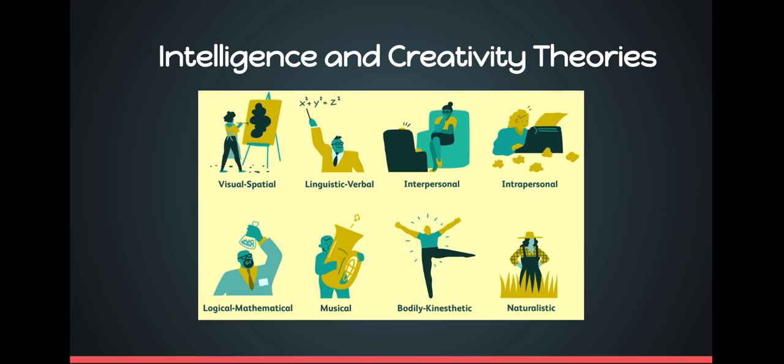There are 8 different kinds of intelligence, and as you can see them here. The first one will be visual, spatial, linguistic, verbal, interpersonal, intrapersonal, logical, mathematical, musical, bodily kinesthetic, and naturalistic.